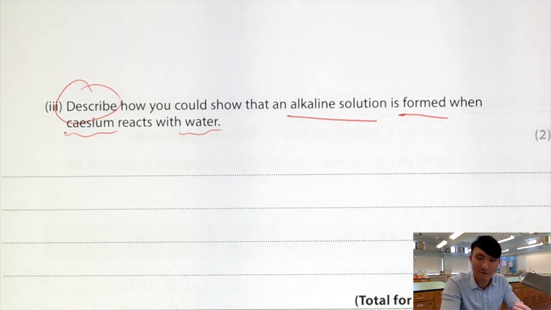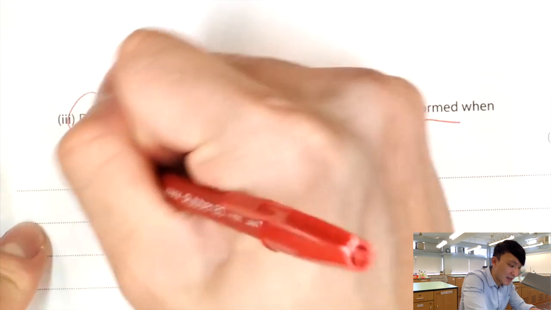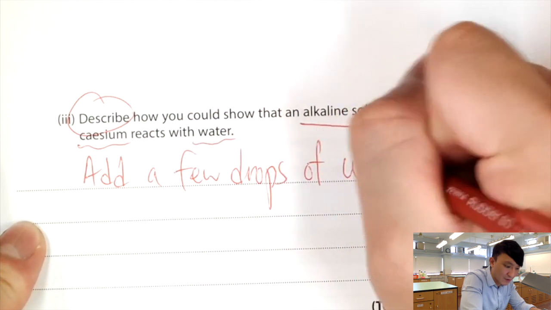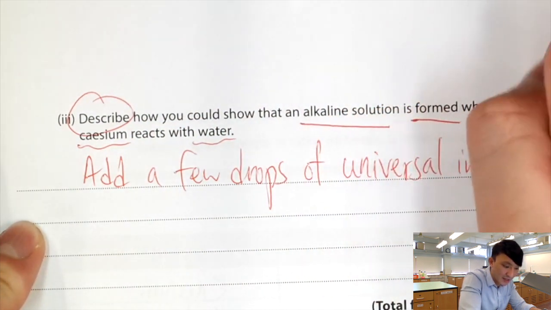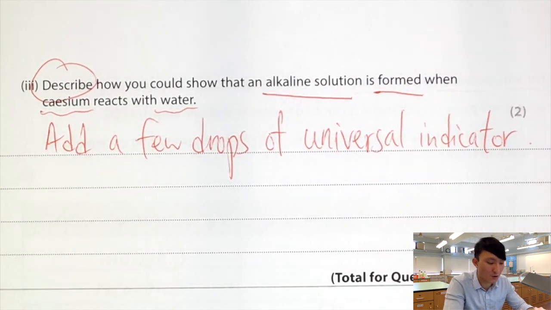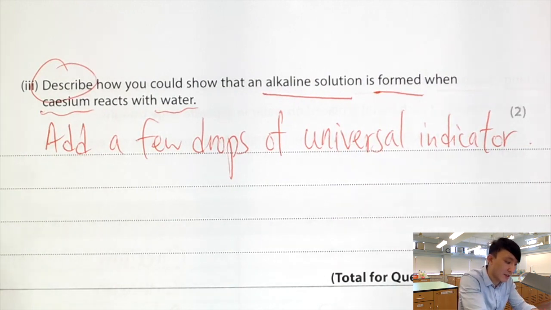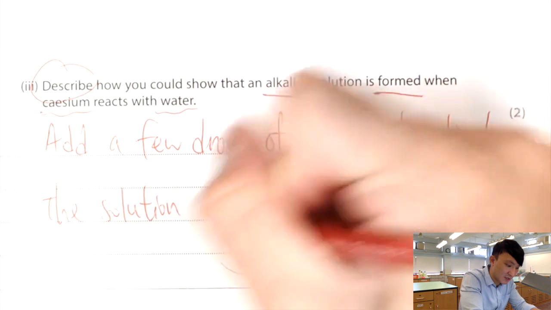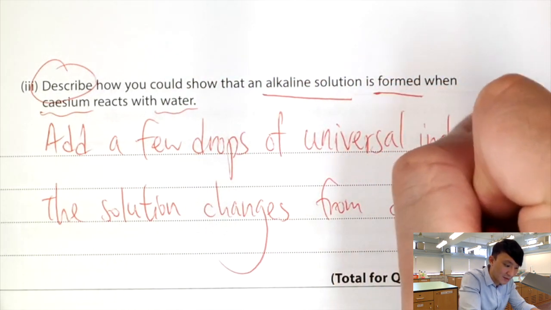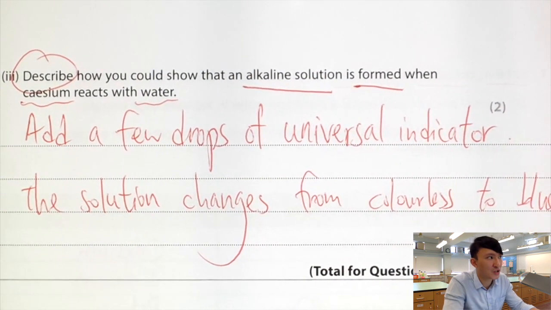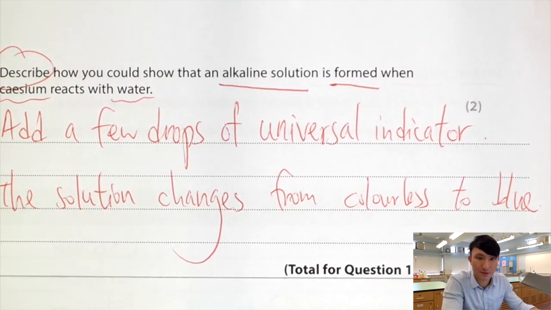So I will use the one that I have mentioned in my notes. So you can put down, add a few drops of universal indicator. Okay. Now that would be one mark because you talk about an appropriate method. And the second mark goes to the expected observation. Then you will put down the solution changes from colorless to blue. Okay, the solution changes from colorless to blue. Okay.